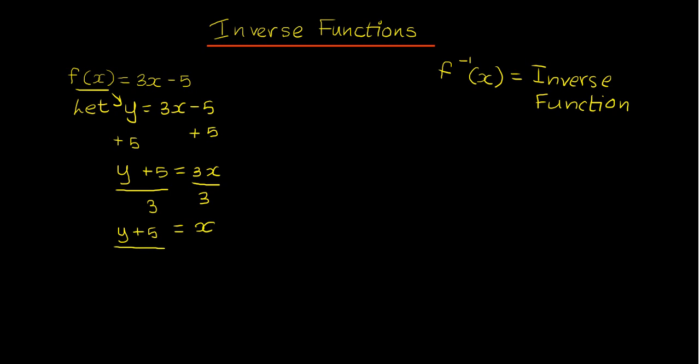x equals y plus 5 over 3. So now I'm going to write this as an inverse function of x. This equation is in terms of y before, so the inverse function of x will be x plus 5 divided by 3. So this inverse function undoes the original function f of x equals 3x minus 5. Right, let's move on to the next example.